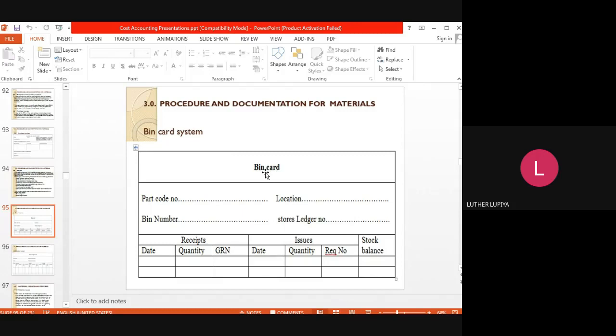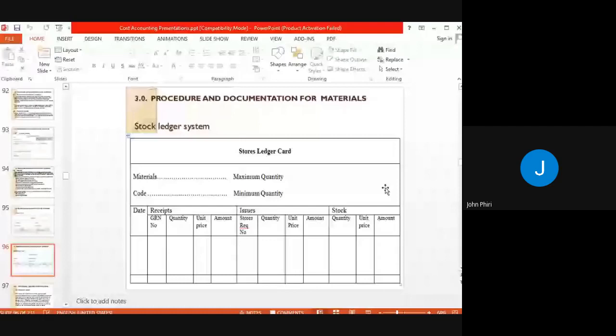Yeah, so as he's doing that, unless there's any other question on the bin card, I would like to proceed to look at the store's ledger card. The store's ledger card is quite similar to the bin card, only that here they're interested in the unit price of the product, and then you can get the amount by multiplying the quantity and the unit price. So it goes with the issuings. When you are issuing, there's a requisition for it, and then you're going to put the amount here.